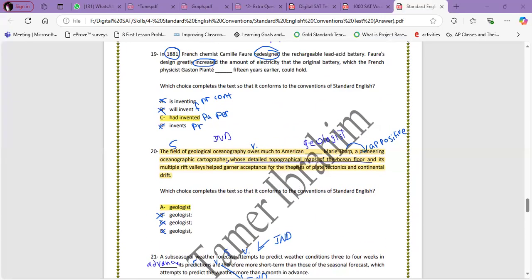Okay, teacher. What about if we put a colon? It's not the end of the sentence. Read it. The field of geological oceanography owes much to American geologist. Then you put a colon. Who's that one? Who's the American geologist? We must know his name.